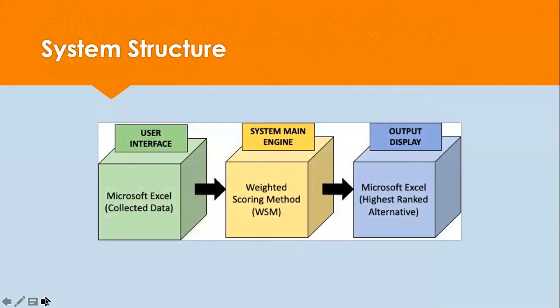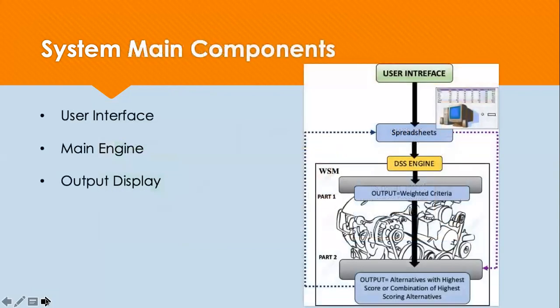The system structure presents a true description of the methodology adapted in developing a framework for a decision support system for evaluating urban heat island mitigation strategies. It has three main components: the user interface, the system main engine, and output and display. The main function of the user interface is to collect the data, where all the necessary data are collected and prepared to be processed using spreadsheets.